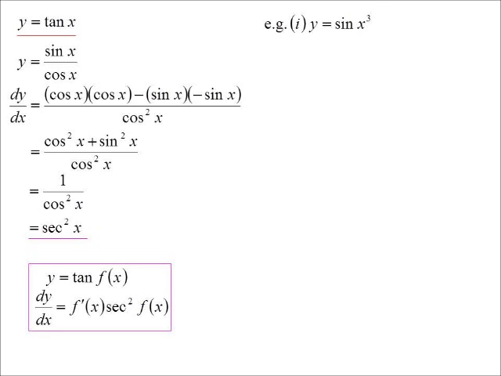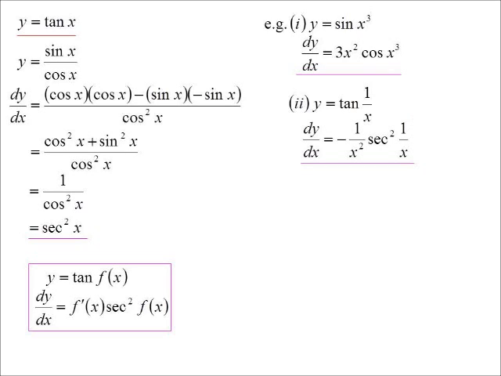All right, let's do a whole heap of examples to reinforce this. So the sine of x cubed, we find the derivative of the function, that's 3x squared. The sine goes to cosine, the angle doesn't change. So 3x squared cos x cubed. Tan of 1 on x. Differentiate 1 on x, we get minus 1 on x squared. The tan goes to sec squared, angle doesn't change. So I've got minus 1 on x squared, sec squared, 1 on x.